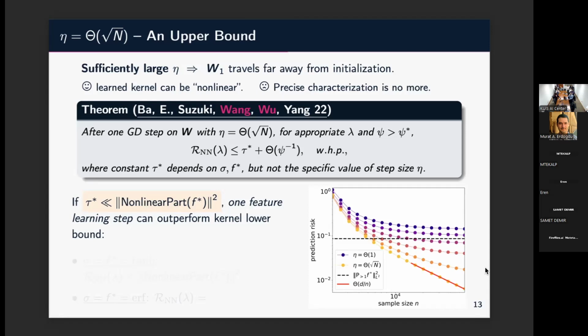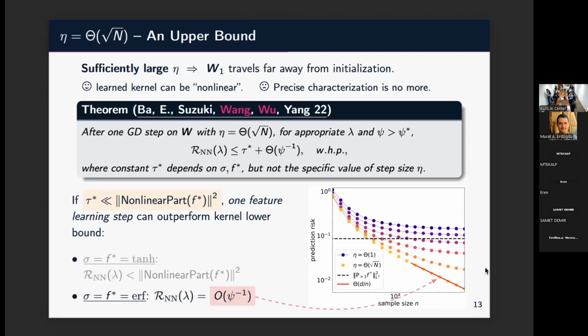Okay, so this is kind of good. Somewhat unsatisfactory is you need to compute this tau star for specific activation-target pairs. So here is what we do, for example, for tanh or error function, we compute these, and then you can show that you are able to beat the kernel lower bound. And if you look at this figure, you're going to notice that the rate here is exactly 1 over psi.